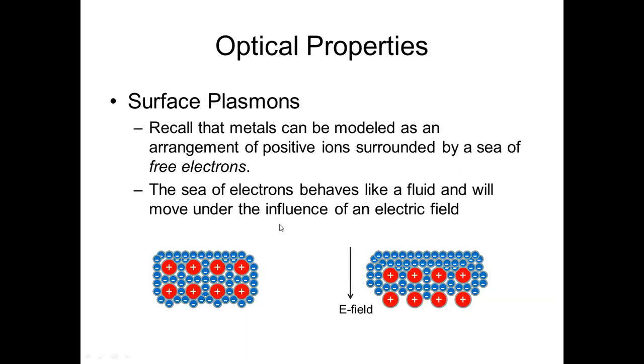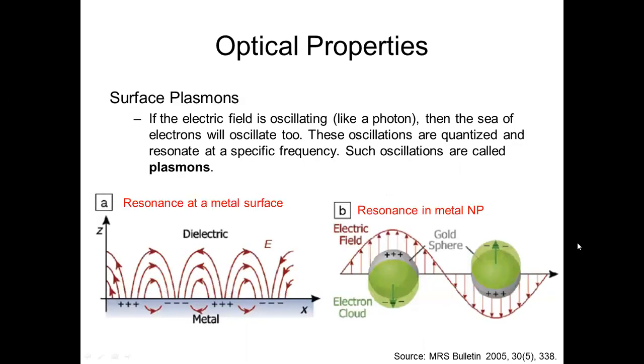This sea of electrons behaves like a fluid, and under an electrical field, it'll begin to shift. We can see the electrical field here, and the electrons are going to move back and forth. Let's take a look at some pictures to describe what's going on. If the electric field is oscillating like a photon, then the sea of electrons will oscillate too. These oscillations are quantized and resonate at a specific frequency. The oscillations are plasmons, and they are set or fixed. I look at it as a tuned structure according to the area that's available on the plasmon.